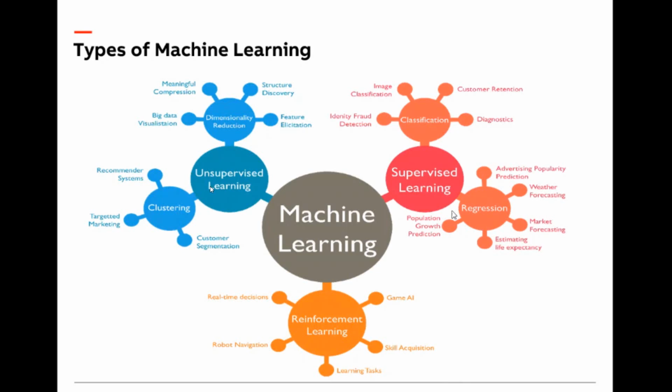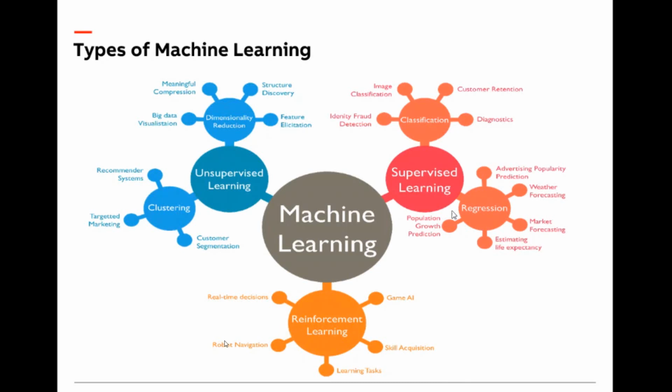Another type of machine learning is unsupervised learning. It has two types, that is clustering and dimensionality reduction. We will go into details once we progress through the course in the next videos. And the third one is reinforcement learning. An example is game AI. For example, if you remember, Google AlphaGo is a kind of reinforcement learning algorithm.